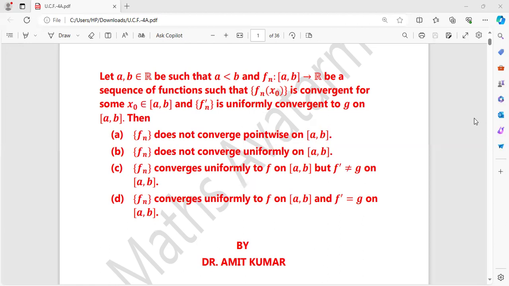Today we are going to see another question on uniform convergence of functions. So, let's start today's question.